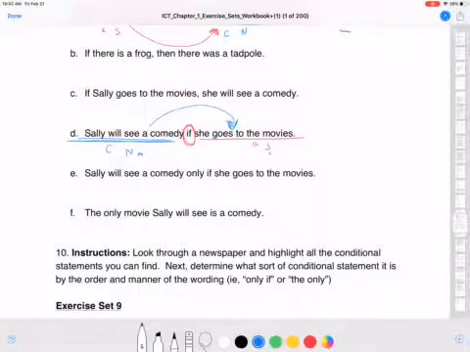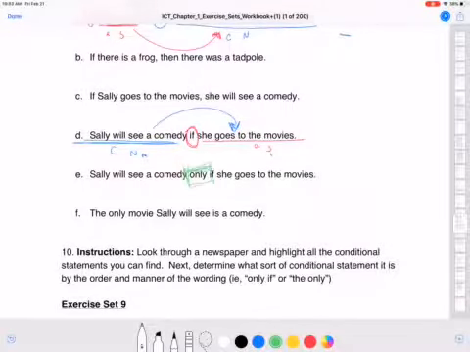If we look at number E, this is the "only if" problem. So in this one, remember, when you have "only if" in the middle of a sentence, what comes after the "only if" is the consequent, and what comes before the "only if" is the antecedent. So: Sally will see a comedy only if she goes to the movies. In this case, the necessary condition is back here, and the sufficient condition is up here.